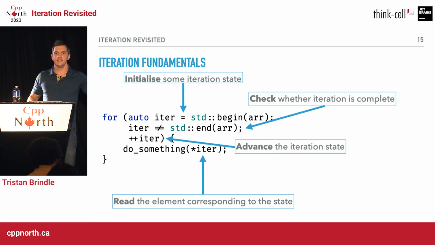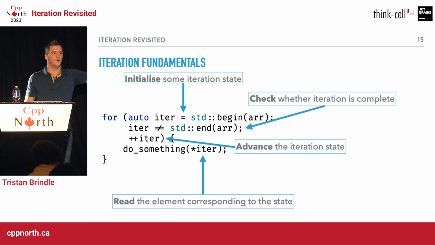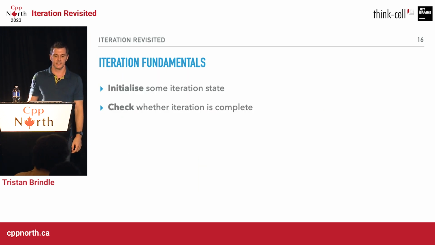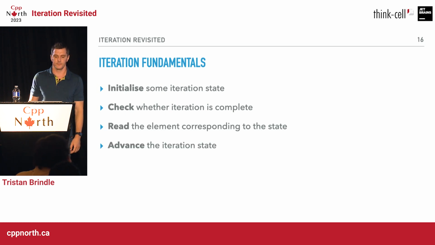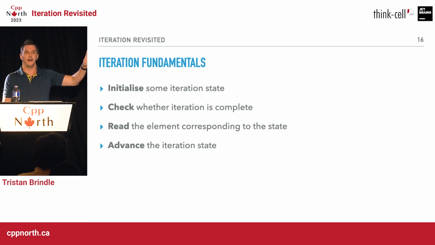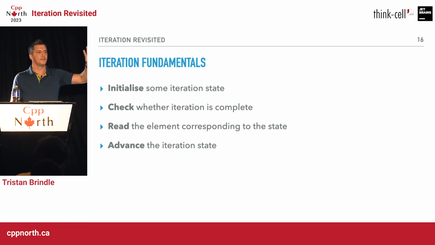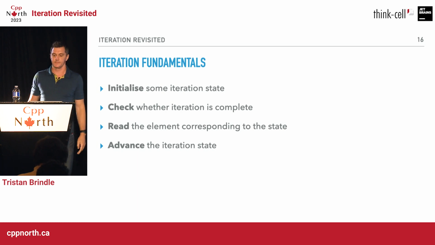Okay? So these are the fundamental operations, the basis operations that we need for any iteration scheme. You know, we initialize some state, and then we do check, read, advance, check, read, advance in a loop until such time as the check tells us we're done. Okay? Initialize, check, read, advance. Now, what's quite interesting is that although these operations are essential and fundamental, they don't actually have to be implemented as 4 separate functions. Right? We can fuse these operations together in certain ways.